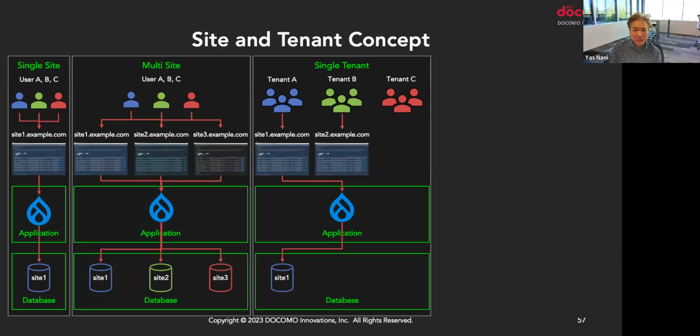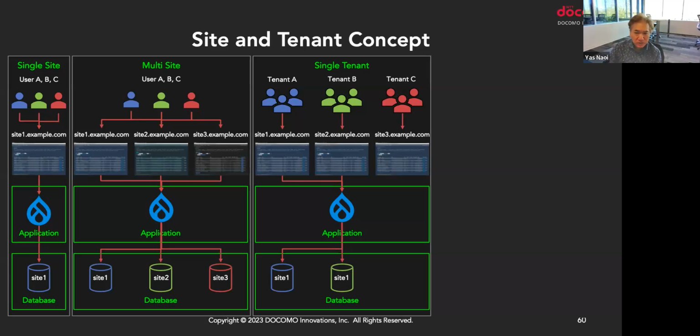Tenant B accesses site2.example.com to get the same content as tenant A, since we are now discussing single tenant model architecture. Note that there is another dedicated database instance called site1 to serve the content to tenant B.